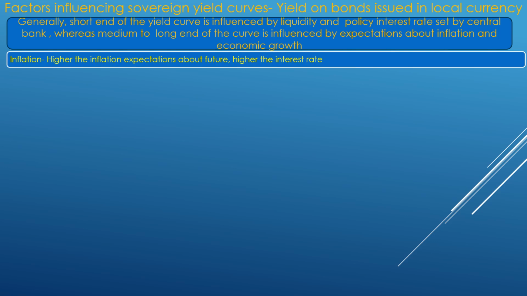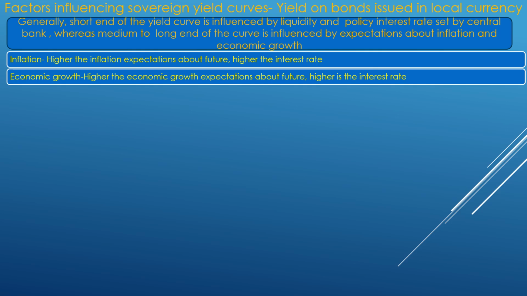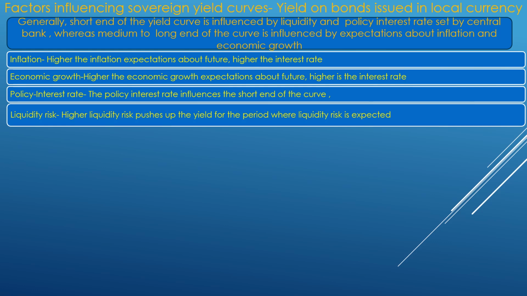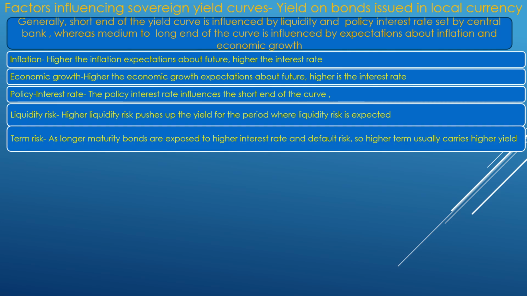Now, inflation. Higher the inflation expectations about the future, higher is the interest rate. Economic growth. Higher the economic growth expectations about the future, higher is the interest rate. The policy interest rate influences the short end of the curve. Now, liquidity risk. Higher liquidity risk pushes up the yield for the period where liquidity risk is expected. Term risk. As longer maturity bonds are exposed to higher interest rate and default risk, a longer term usually carries a higher yield.